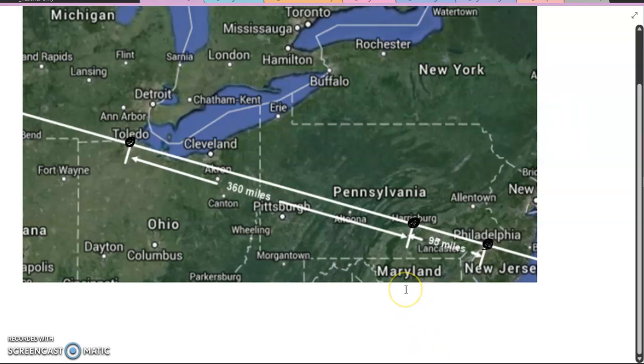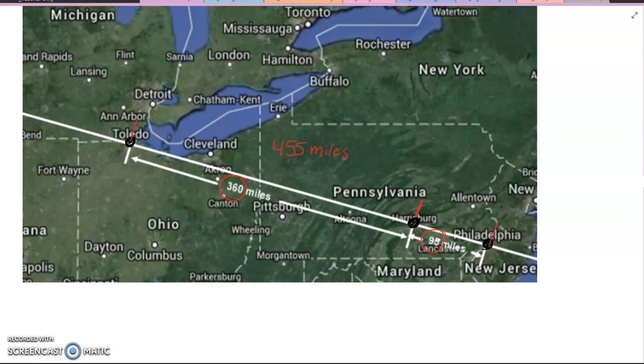Now you might notice in some of the drawings, I have listed that the distance from Philadelphia to Harrisburg is 95 miles. The distance from Harrisburg to Toledo is 360 miles. So quick thought here: based on the information provided on the screen, what is the distance between Philadelphia and Toledo? If you say it's 455 miles, then you would be 100% correct.